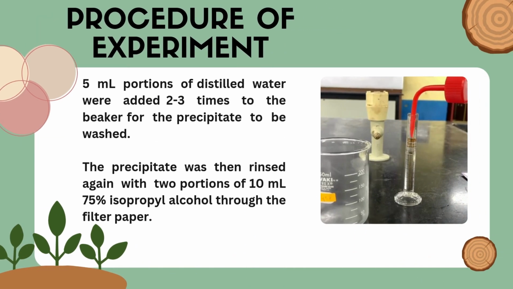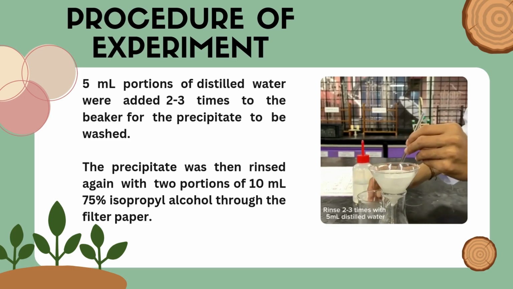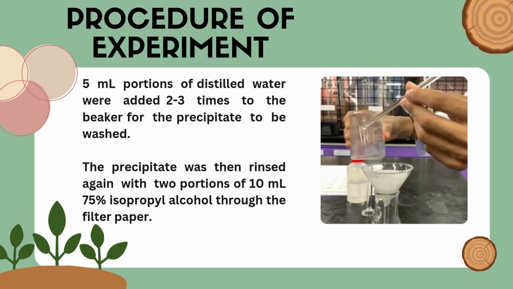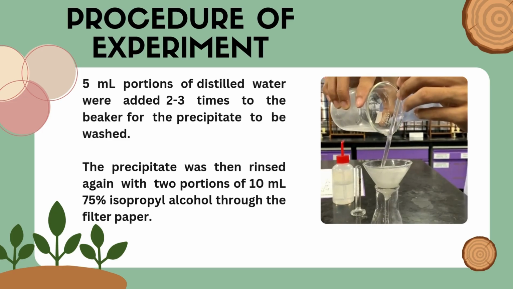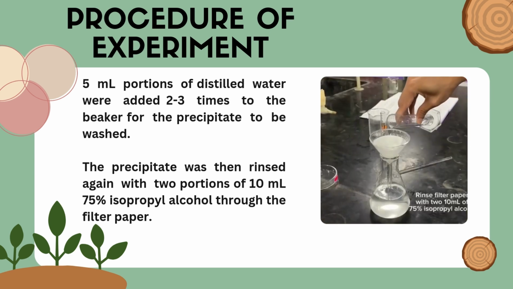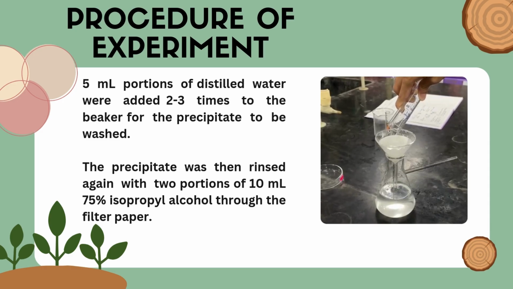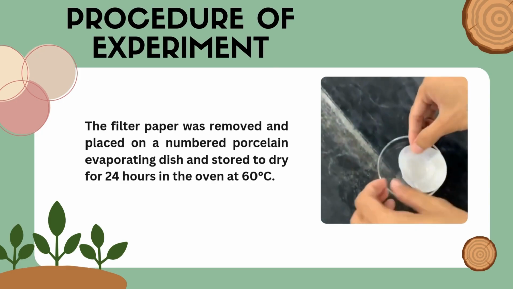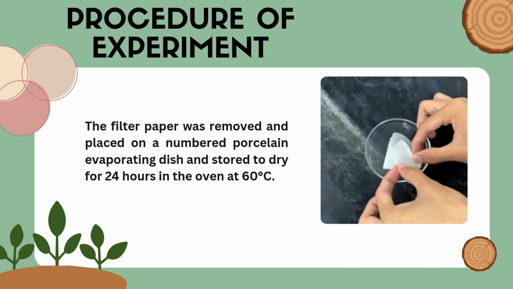Next step, 5 milliliter portions of distilled water were added 2 to 3 times to the beaker for the precipitate to be washed. The precipitate was then rinsed again with 2 portions of 10 milliliters of 75% isopropyl alcohol through the filter paper. After that, the filter paper was removed and placed on a numbered porcelain evaporating dish and stored to dry for 24 hours in the oven at 60 degrees Celsius.